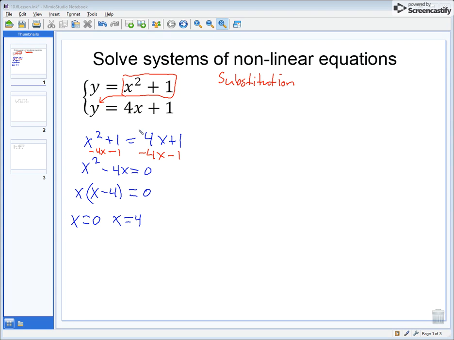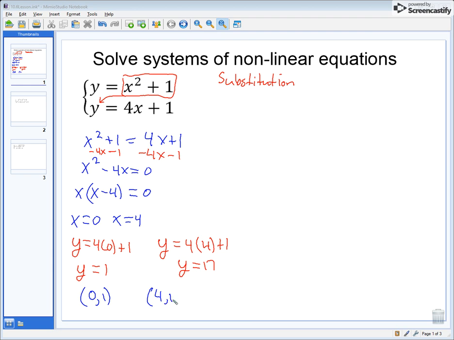So I'll just plug those into the bottom equation. For x equals 0, I would have y equals 4 times 0 plus 1, which means y equals 1. For x equals 4, I would have y equals 4 times 4 plus 1, which means that y is 17. So these two equations have intersecting points at (0, 1) and also (4, 17).